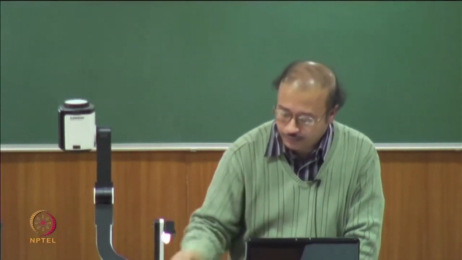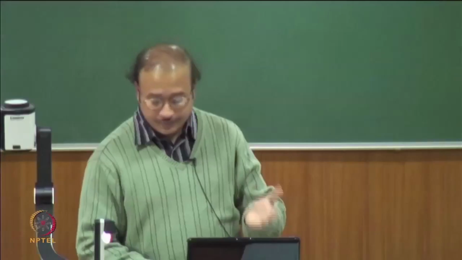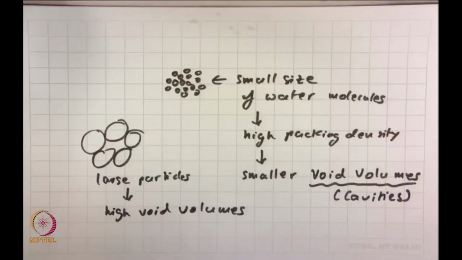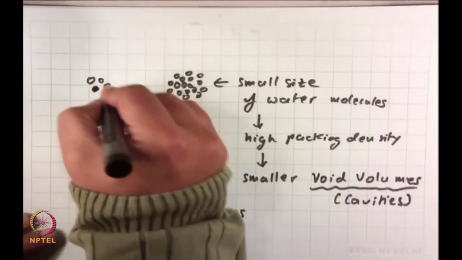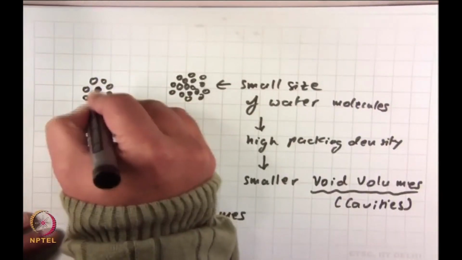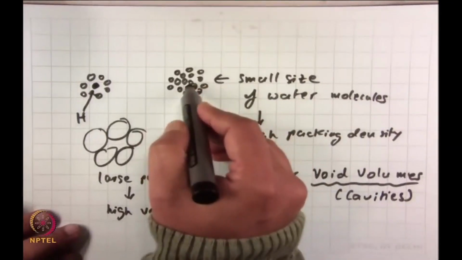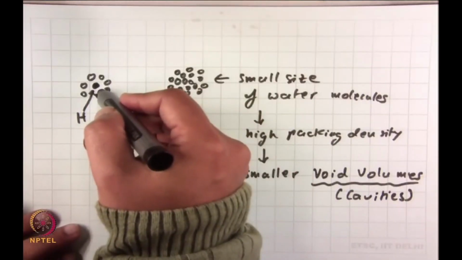We will not worry about it, but what scaled particle theory essentially says is, work is required to exclude the centers of molecules from any specified region of space in a fluid, that is, it is an excluded volume effect. What it means is, suppose you have a hydrophobic molecule here and you have water molecules here, right? You have water molecules here, and this is your H. So, this was your initial, and you took the hydrophobic molecule and put it inside the water. You have to create a cavity.